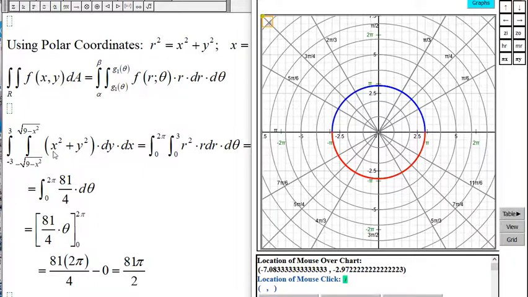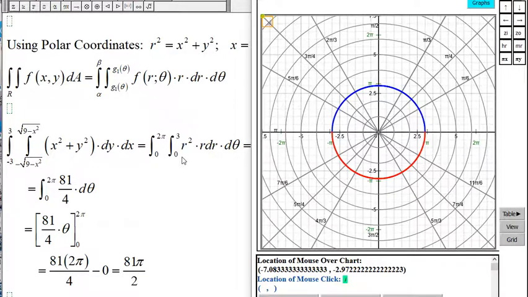The function here is x squared plus y squared, but x squared plus y squared is r squared. And so that's what we replaced this with. F of x, y is x squared plus y squared. F of r, theta will be r squared. And then we have r here, so it'll be r squared times r dr d theta.